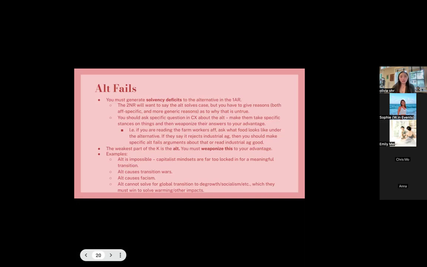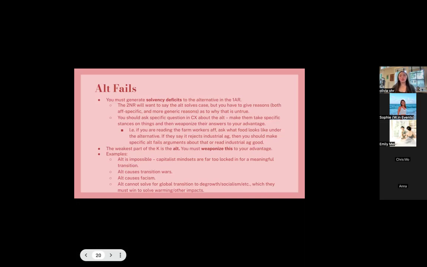The next thing is the alt causes transition wars. So transitioning to a socialist economy would piss off a lot of allies. It would cause trade networks to collapse. It would cause people to become more militarized and other countries to get mad at the US, etc.